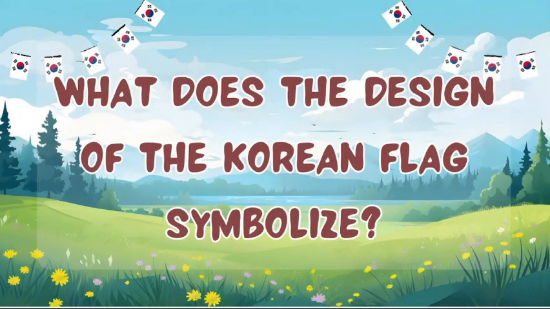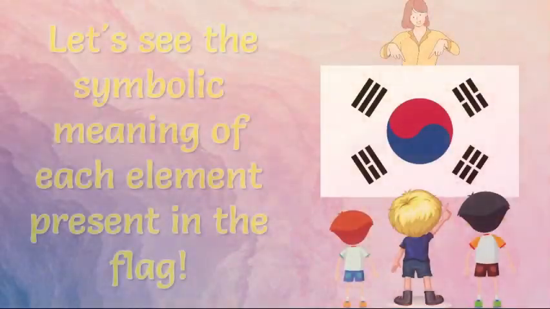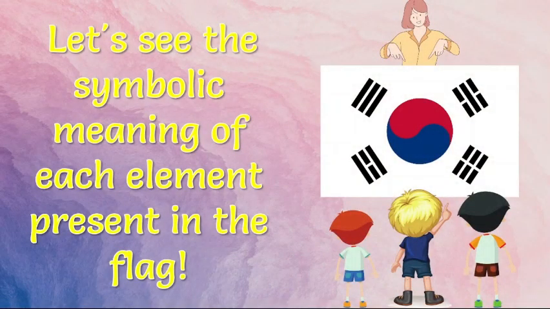So now the third question, and a very important one. What does the design of the Korean flag symbolize? Now let's take a look at the design first. The South Korean flag consists of a white background, a red and blue Taeguk circle in the center, and 4 black trigrams, one in each corner of the flag. Very simple. Now let's see the symbolic meaning of each element present in the flag.